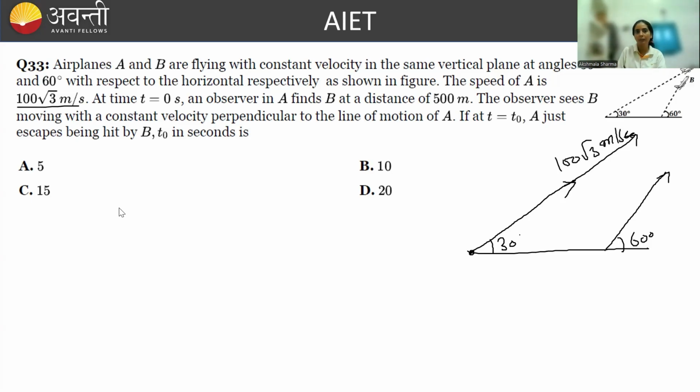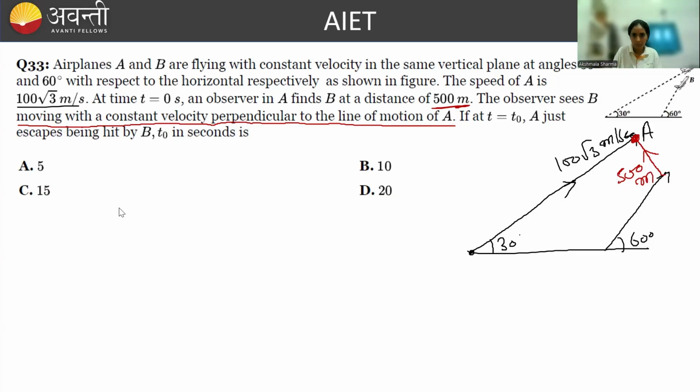At time t equal to 0, an observer in A is what? A is this. So there is an observer in A. That is, a reference point is lying at A. And he or she sees B at a distance of 500 meter. The observer sees B moving with a constant velocity perpendicular to the line of motion of A. So, for an observer in A, B seems like B is moving in this direction. And this separation is how much? 500 meter, according to the observer in A. So, everything is happening relative to A.